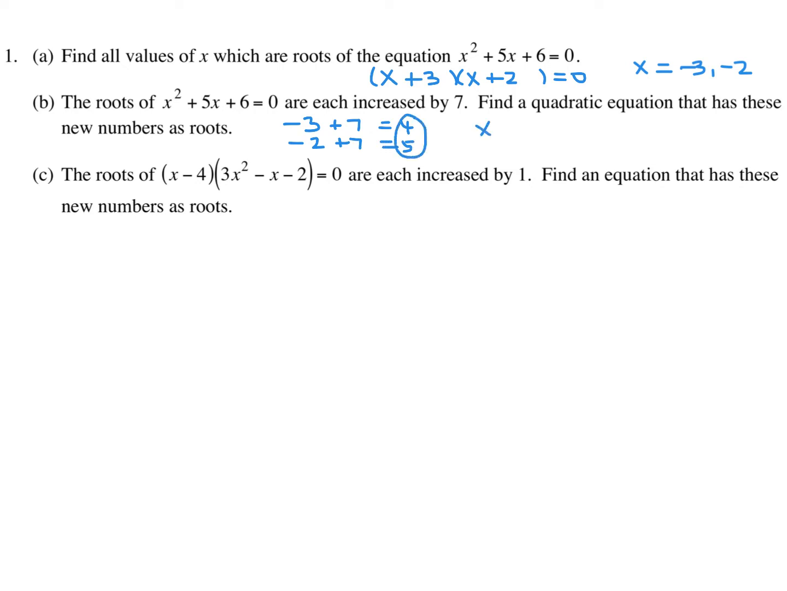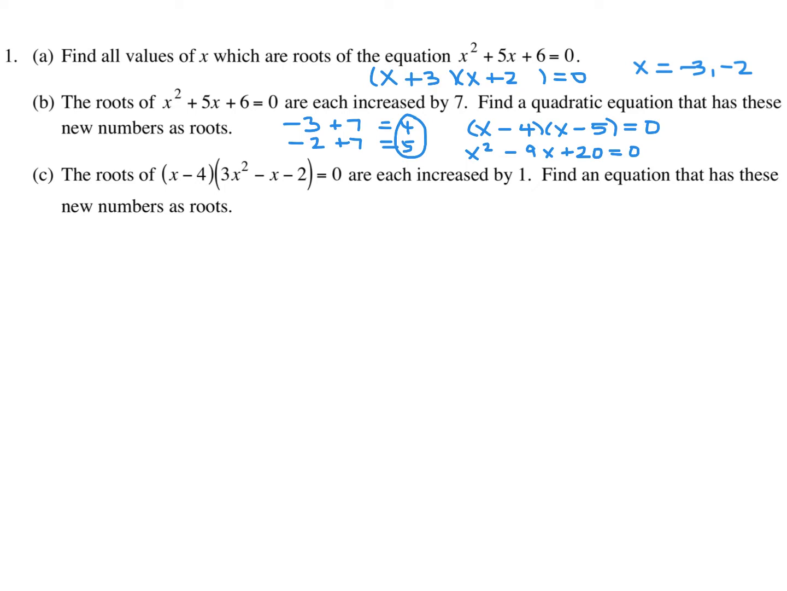So that means the equation would basically be (x minus 4)(x minus 5) equals 0, I guess. And then if you expand it, it would be x squared minus 9x plus 20 is equal to 0.